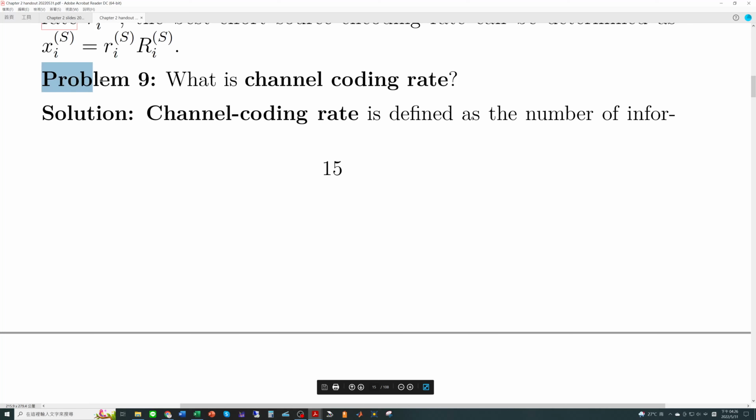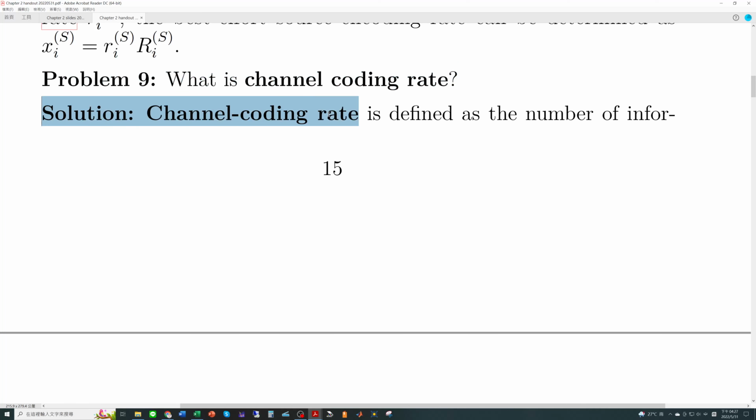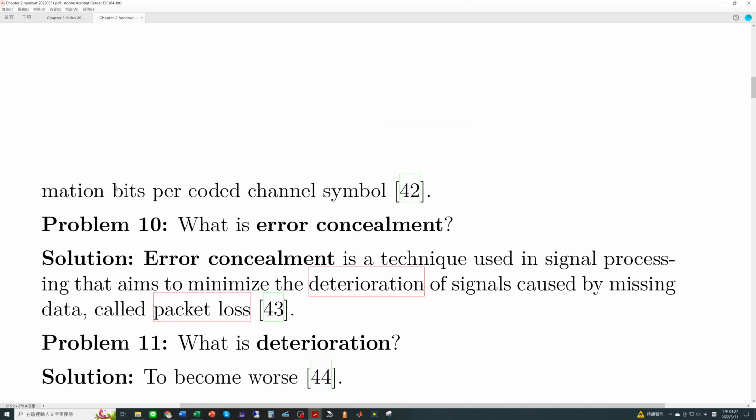Problem 9. What is channel coding rate? A solution, channel coding rate. Sometimes we use a hyphen between channel and coding. Sometimes we do not use a hyphen here. So they mean the same thing. Channel coding rate is defined as the number of information bits per coded channel symbol.